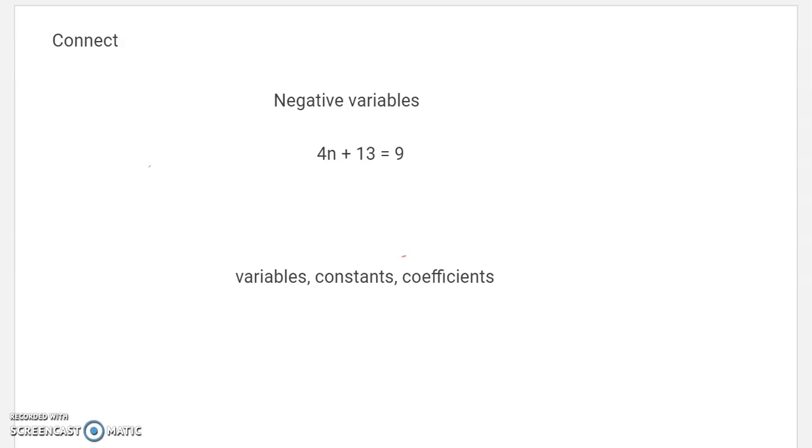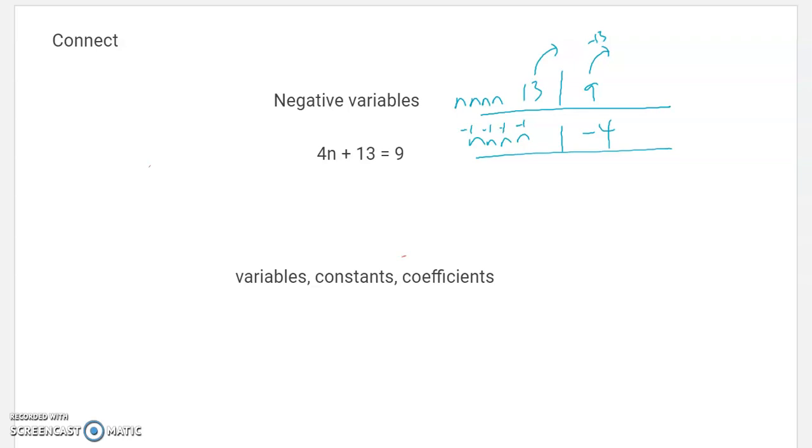So like I said, last time we dealt with negative variables. So we solved equations like this. And if I just do one strategy here to speed this up, maybe do the drawing strategy, 4n plus 13 equals 9. We took 13 off of both sides, took away that constant, and then we figured out that that would make the variable, in some cases, have to be a negative number. So last time we dealt with what happens if the variable is negative. Today we're going to deal with what happens if the coefficient is negative.